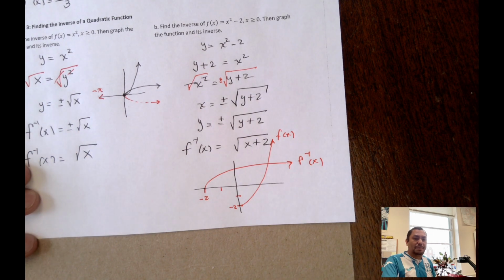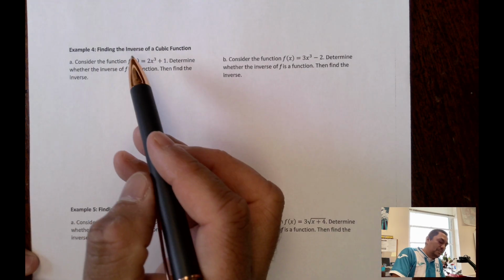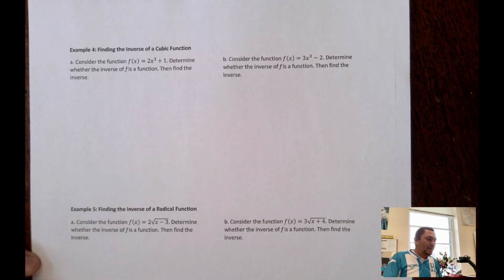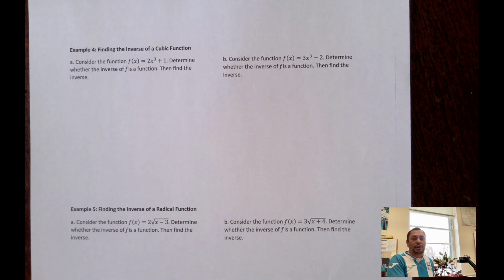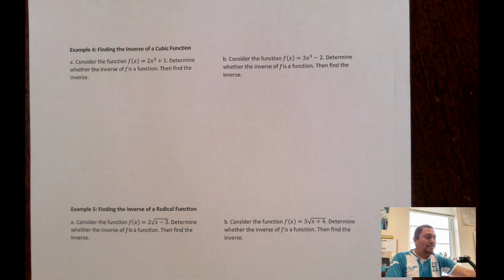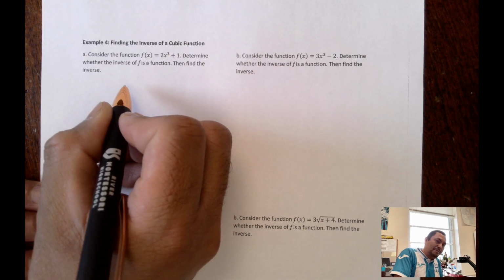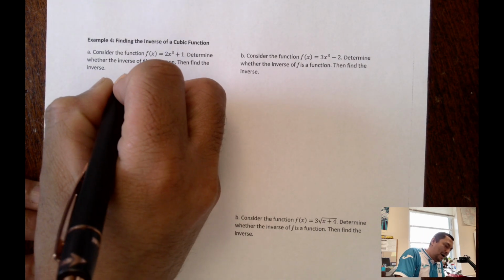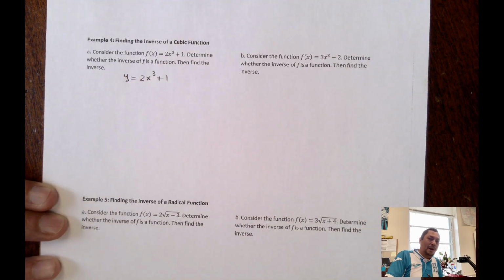Next example, example number 4. Example number 4 is the inverse of a cubic function. Okay, we're going to have the inverse of a cubic function. And in this case, remember that with the cubic function, we are able to have negative numbers in the radical. So the first example that I have here is y equals 2x cubed plus 1.